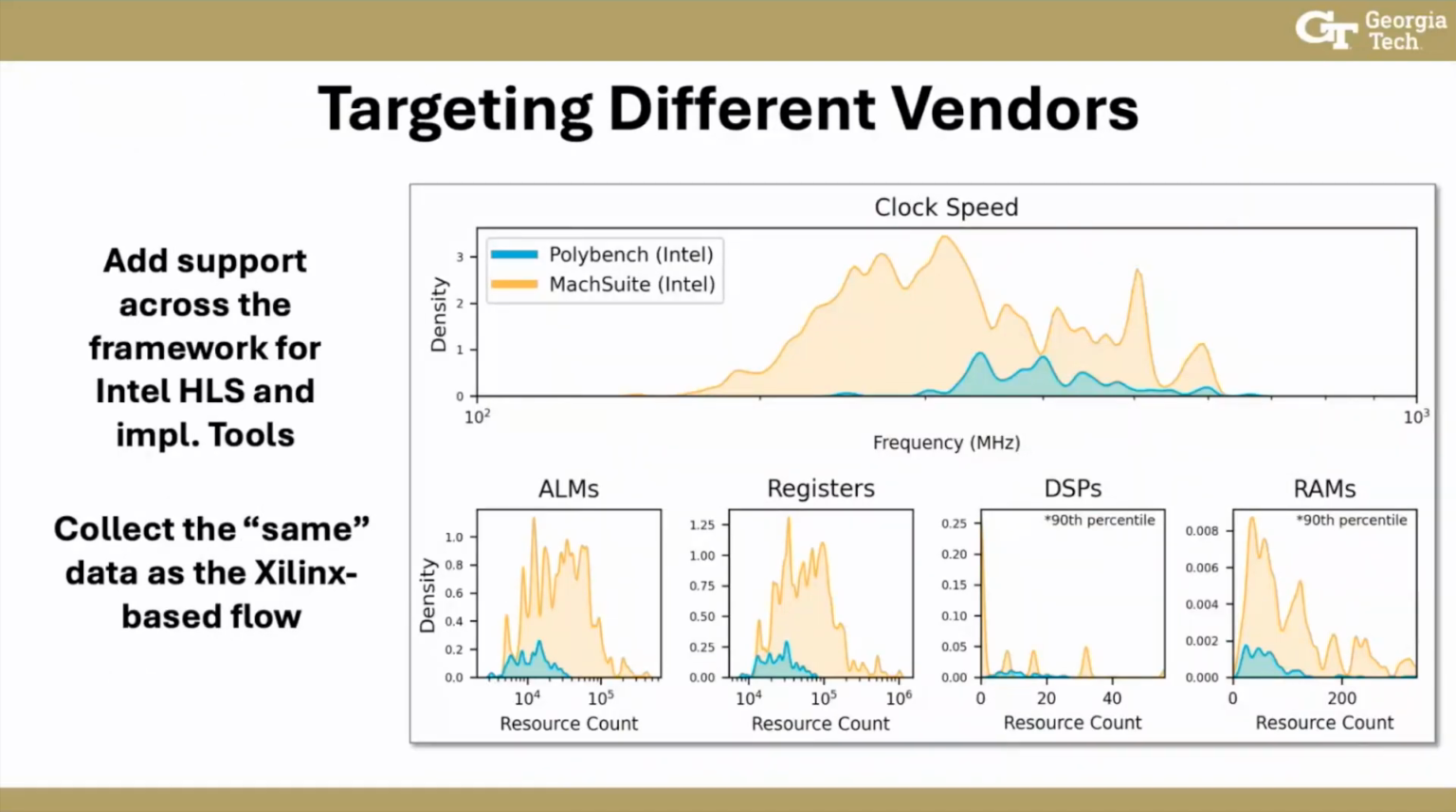One other thing that I mentioned earlier is that we're able to target different vendors. So this is the same histograms that I showed before, except this is targeting Intel HLS instead of Vitis HLS. I can make the same figure and collect the same data without any issue.